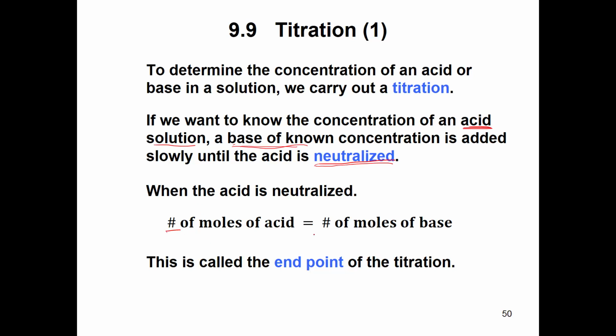because you know that when you neutralize it, the number of moles of acid has got to equal the number of moles of base, and this is what we call an endpoint. And that gets back to 1 times 10 to the minus 7 molar and 1 times 10 to the minus 7 molar being neutral, and so they're going to be at the same concentration at the neutralization point.